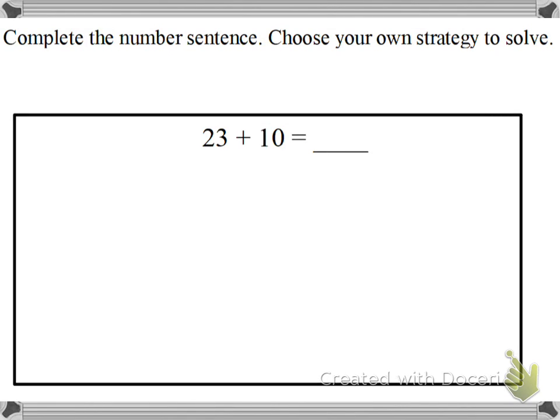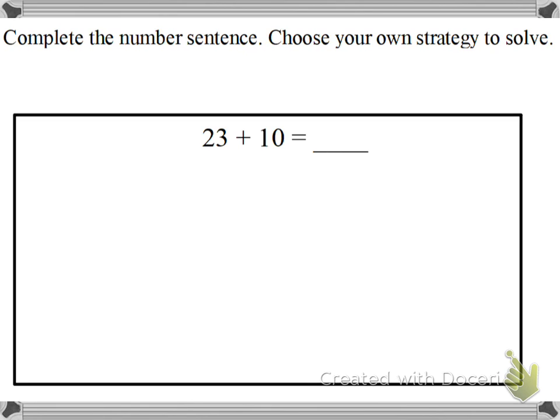Today we're going to be talking about Module 4, Lesson 12. In this lesson, we're talking about being able to add tens to a two-digit number. So looking at this, we have 23 plus 10. And we're going to be drawing a picture to solve for this. So we're going to be drawing 23 on one side and then 10 on the other.